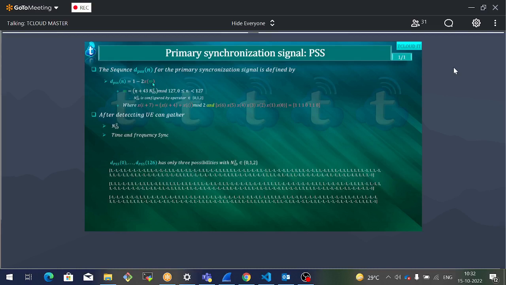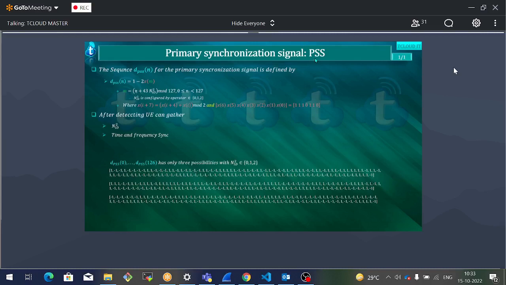If you substitute 0 or 1 here, when the X of M value is 0, it becomes just 1, because this whole part becomes 0. But when X of M is 1, it becomes 1 minus 2, which is minus 1. So that is why the bits that you have to send on the PSS are combinations of ones and minus ones. So these are 127 ones and minus ones.